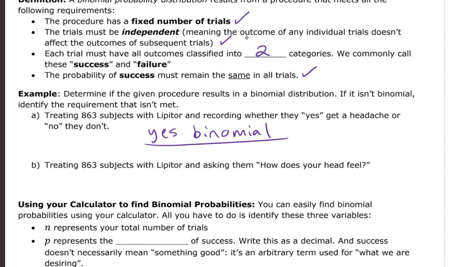But what changes about this? Well, when we ask them that open-ended question, how does your head feel, they can answer a lot of different ways. They can say, oh, my head feels stuffy, or congested, or lumpy, or whatever they might say. So this definitely is not going to be binomial, because it doesn't have 2 categories of outcomes. It does not have a success and failure classification. It has lots of options. So we're going to say no, not binomial.